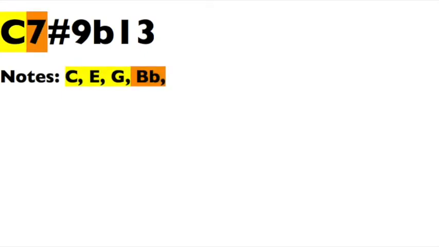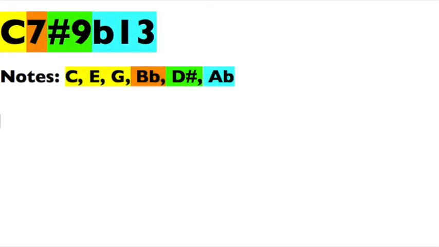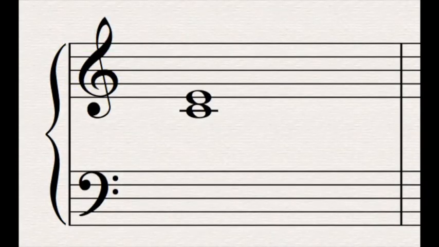C7 sharp 9 flat 13. So here we have a C major triad with a minor 7th, a sharp 9th, and a flat 13th. So C, E, G, B flat, D sharp, and A flat.